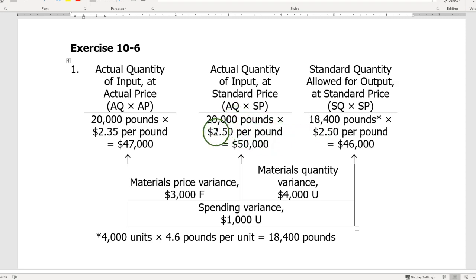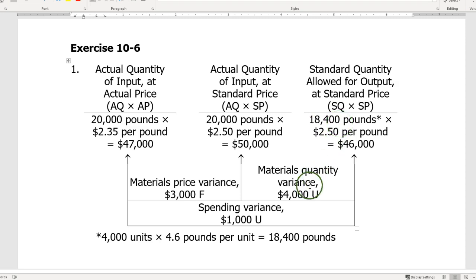So we use the standard price in each of these columns. So the difference here is not the price, but the quantity. Quantity used compared to quantity we should have used based on actual production. So you can see the answer is $4,000, unfavorable. Why is it unfavorable? Because we used 20,000 pounds, which is more than we should have used, only 18,400 pounds.